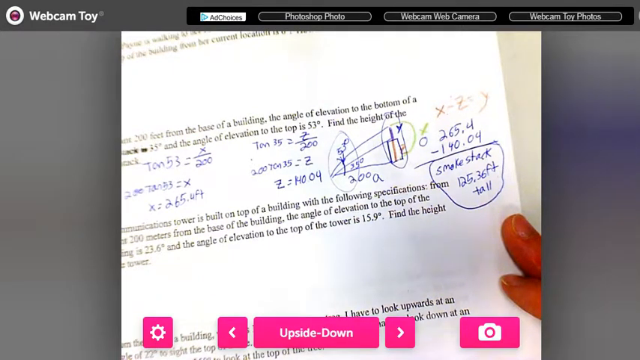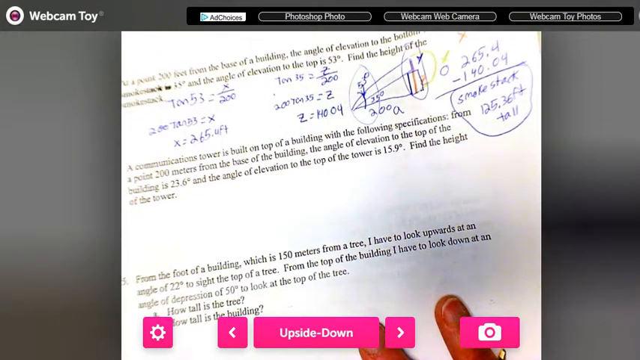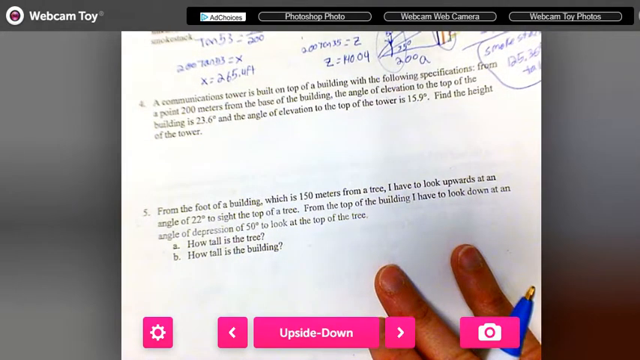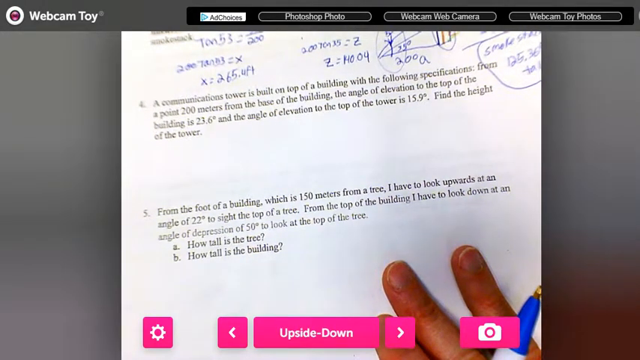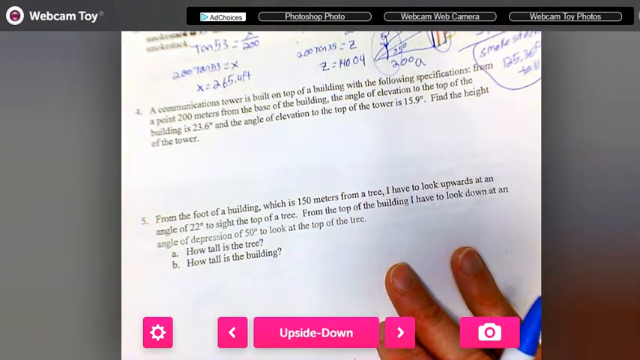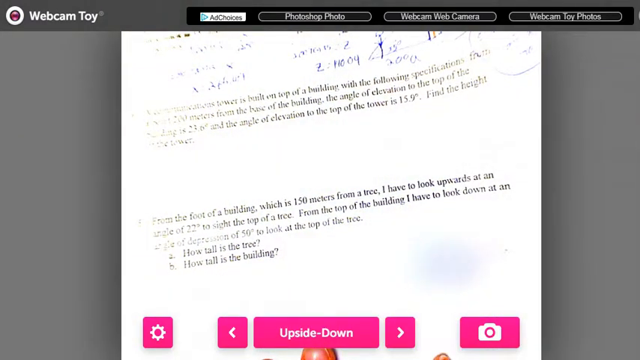We're good? Okay. Number 5, from the foot of the building, which is 150 meters from a tree, I have to look upwards at an angle of 22 degrees to sight the top of the tree. From the top of the building, I have to look down at an angle of depression of 50 degrees to look at the top of the tree. All right. This is super weird, right? How tall is the tree? And then we have to find how tall is the building.